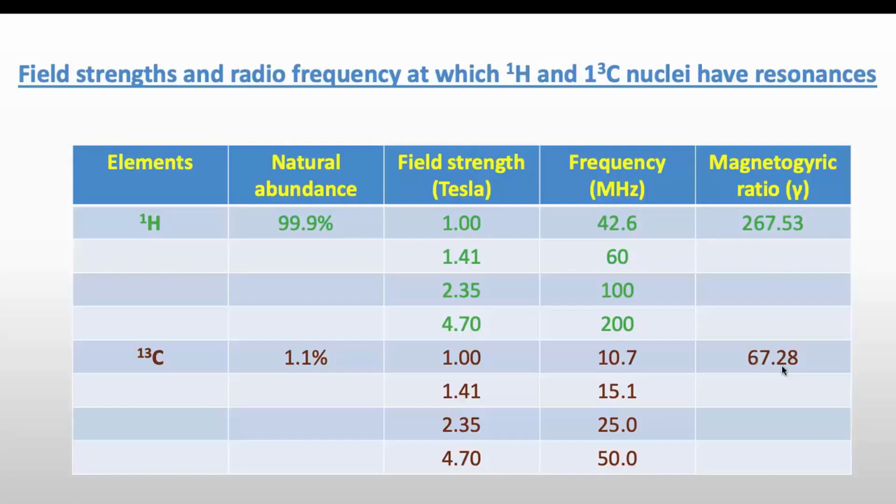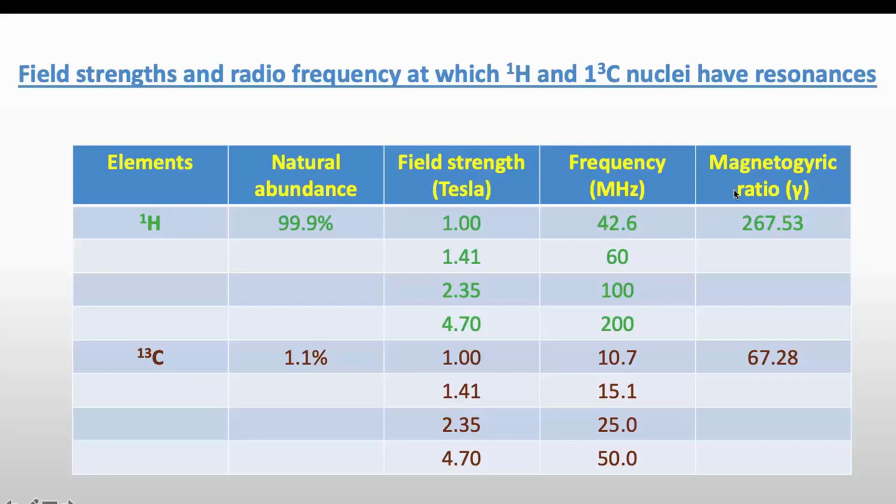So here in this table, we can see the field strength and the radio frequency at which 1H and 13C nuclei have resonance. 1H, which has a 99.9% natural abundance, requires 42.6 megahertz energy in a field of 1 Tesla, because it has a magnetogyric ratio of 267.53. At 1.41 Tesla field, it requires 60 megahertz energy. At 4.70 Tesla field, it requires 200 megahertz energy.